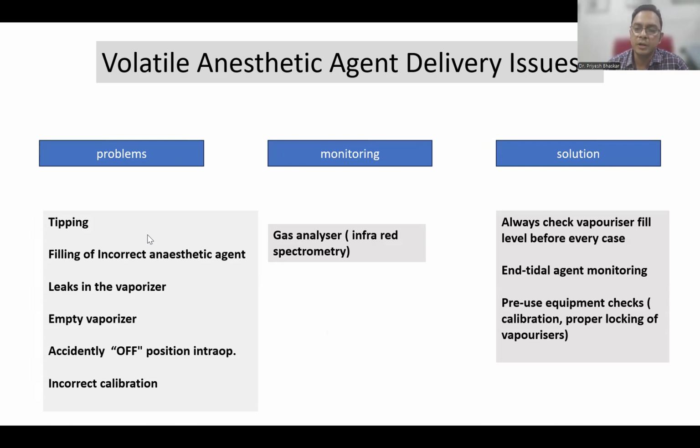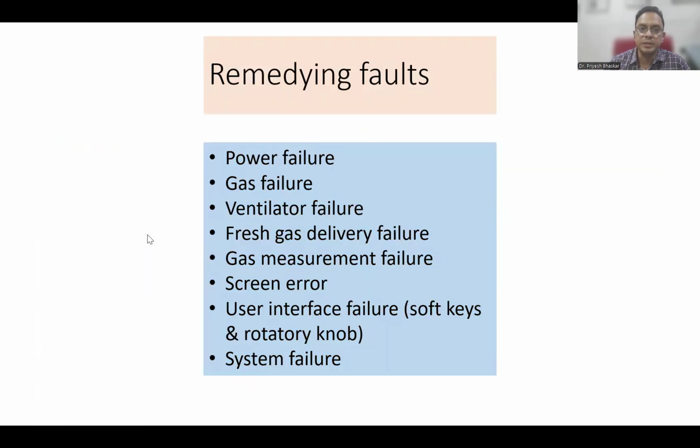And how do you monitor? Gas analyzer through infrared spectrometry. And the solution is always to check the vaporizer, fill it before every case, use tidal agent monitoring, and do pre-use equipment checks like calibration and proper locking of the vaporizers, right?